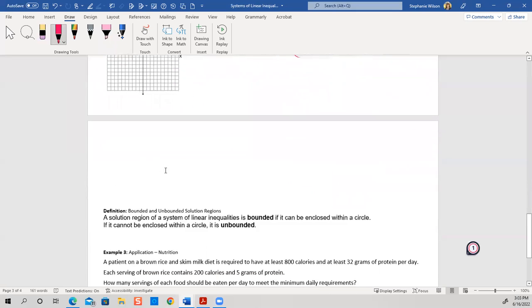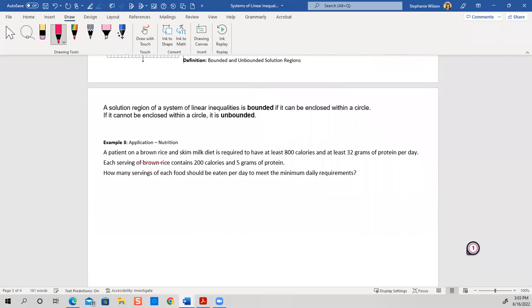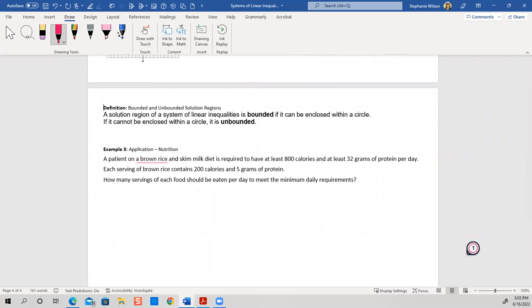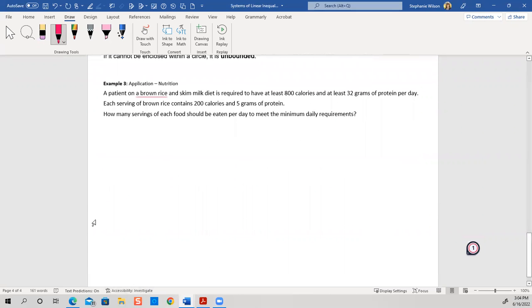So now let's do our next one. Our next one's talking about bounded and unbounded regions. Example 3 is an application problem.